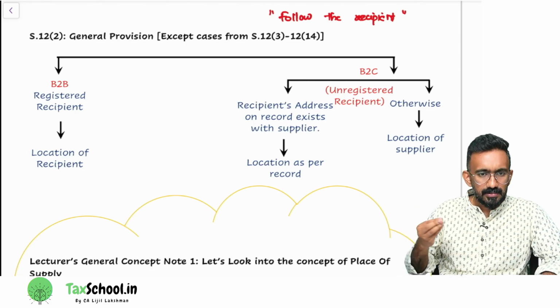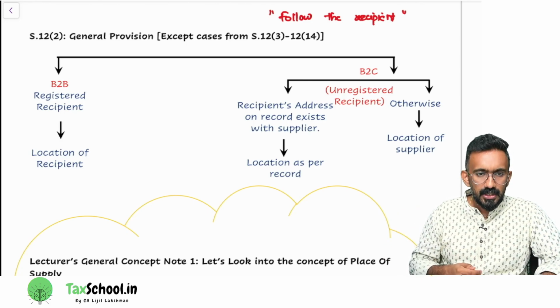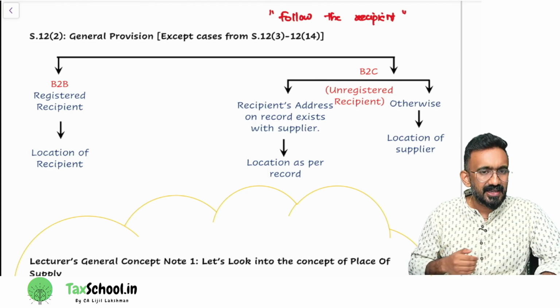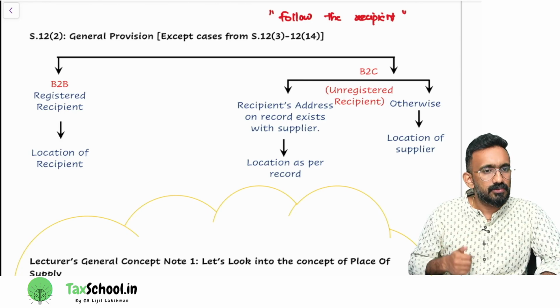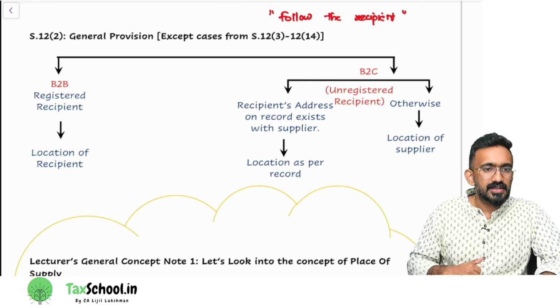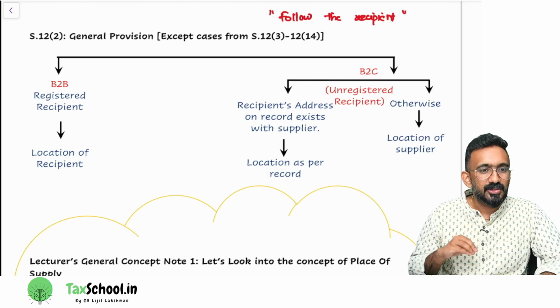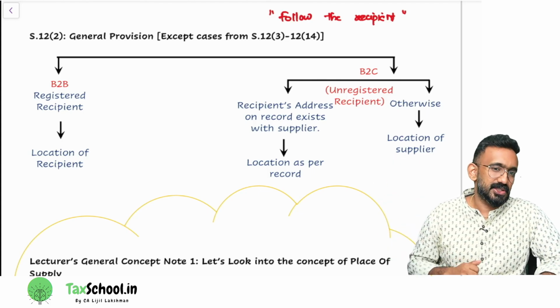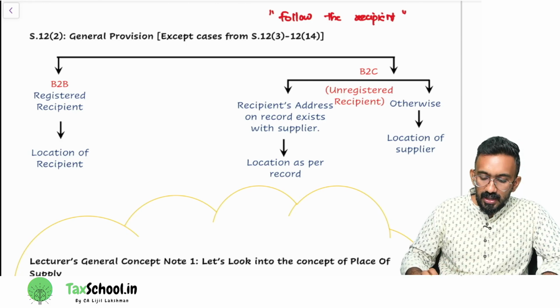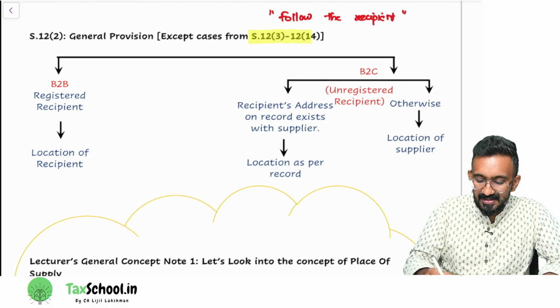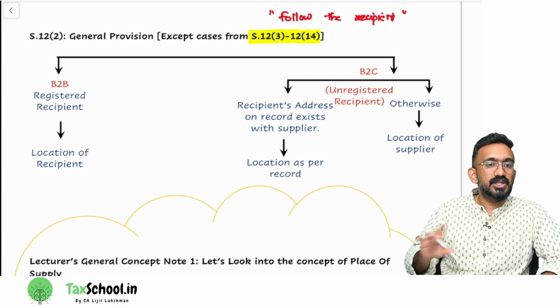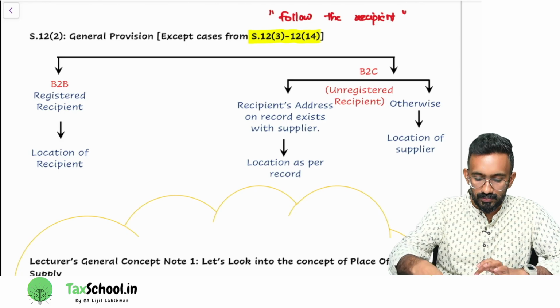If a customer comes into my firm to do IT filing for a salaried person, and I know that his address is Kochi, then place of supply would be Kochi. If I don't know his address, then my own location would be considered the place of supply, is what 12 subsection 2 says. When will I apply 12 subsection 2? When it is not a special case. Whatever is mentioned in 12.3 to 12.14 is not applicable, then only I'll apply 12.2.